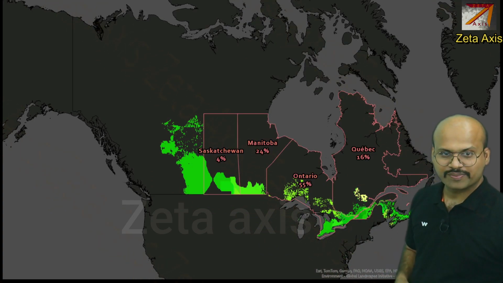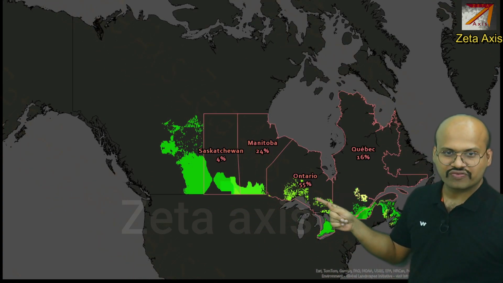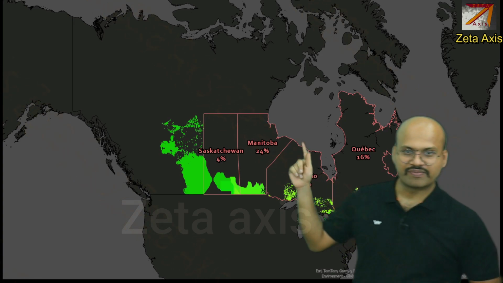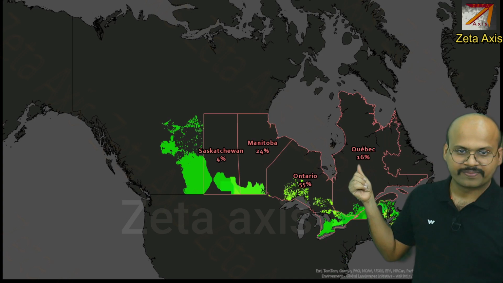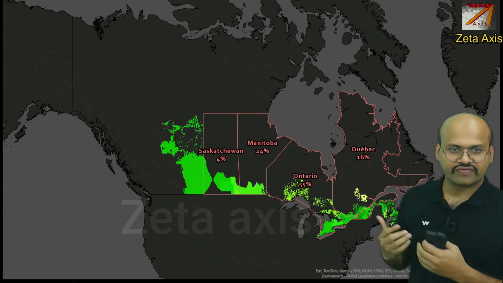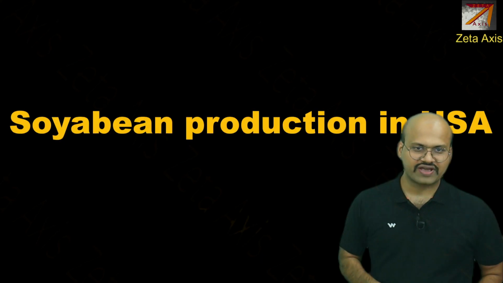Now if we see the proportion, then we have Ontario, which is at 55%, then we have Manitoba, and then we have Saskatchewan and Quebec. So all these are the majority of soybean producing states of Canada.